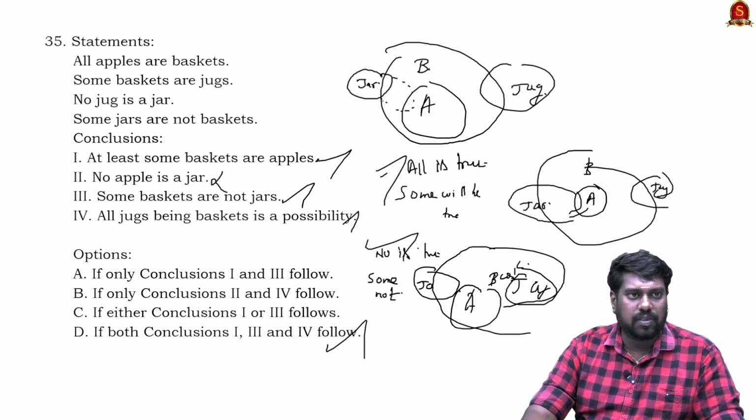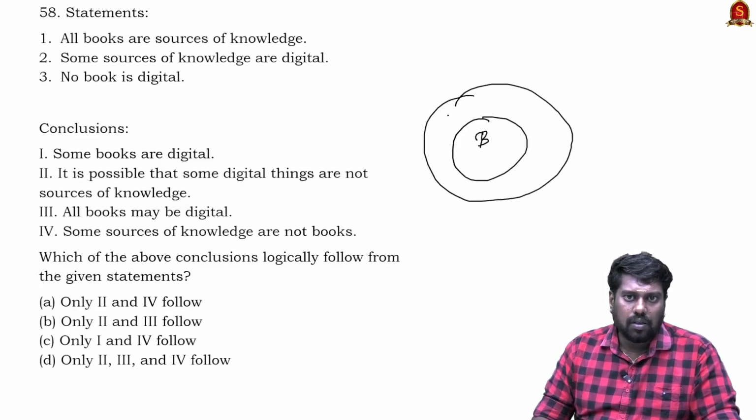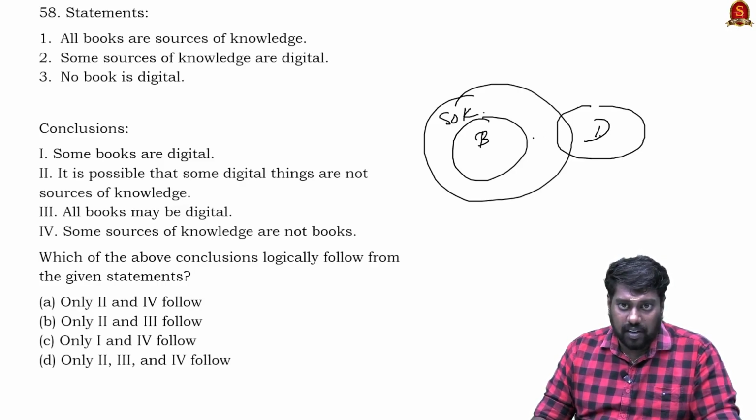Right, the next question, again another syllogism question, but a very easy question. See here, all books are source of knowledge, so books will be there, and a bigger circle, source of knowledge will be there. Some source of knowledge are digital, and no books is digital, which means I have to always draw it separate. So between books and digital, there should be no relationship at all.